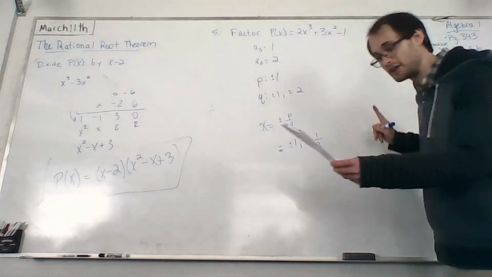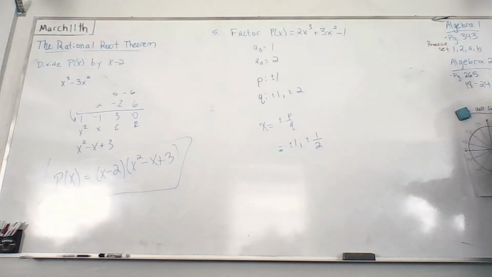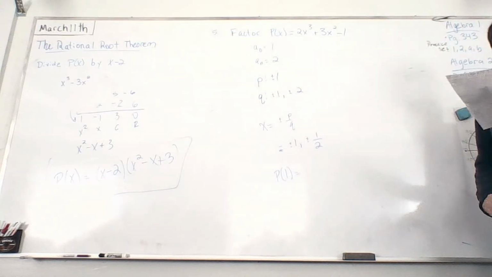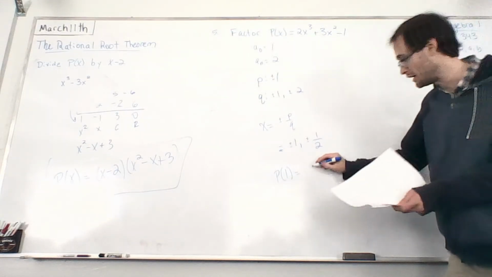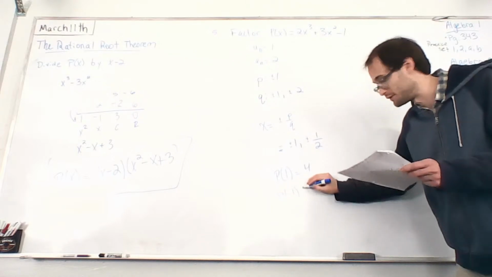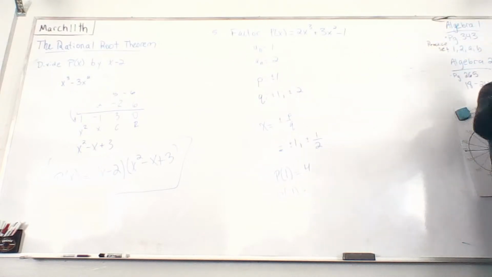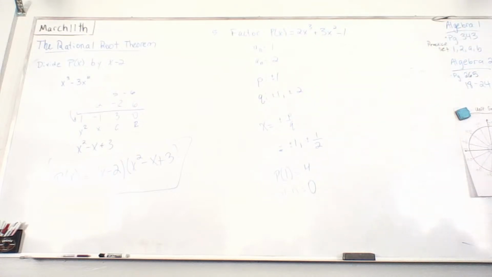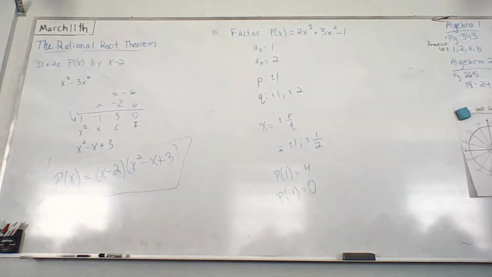Okay, now I need to guess and check a factor. I could try 1. It will fail. You will get 4. You could try minus 1, and you would find it would work. This would get 0. Again, I skipped all the steps. Why didn't you do -1?